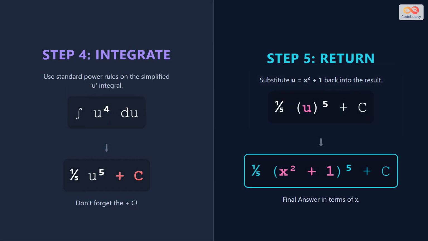Now we have a much simpler integral. Step 4 is to integrate using standard rules. The integral of u to the 4th is simply 1/5 u to the 5th, plus c. Finally, step 5 is to return to the original variable. Since the question was asked in terms of x, the answer must be in terms of x. We substitute x squared plus 1 back in place of u to get our final answer.